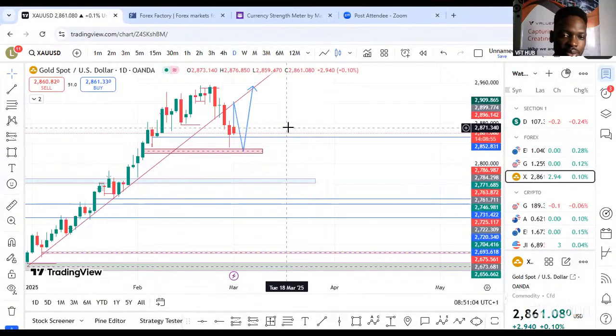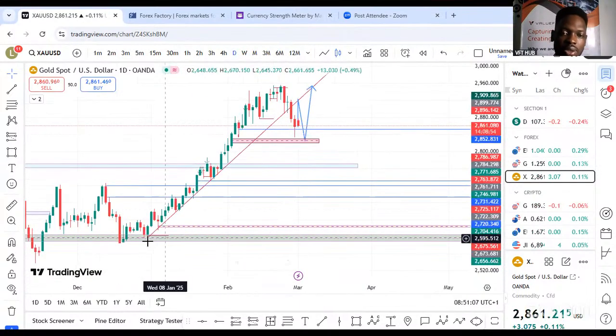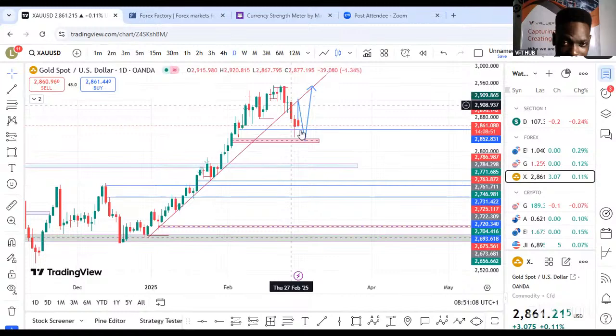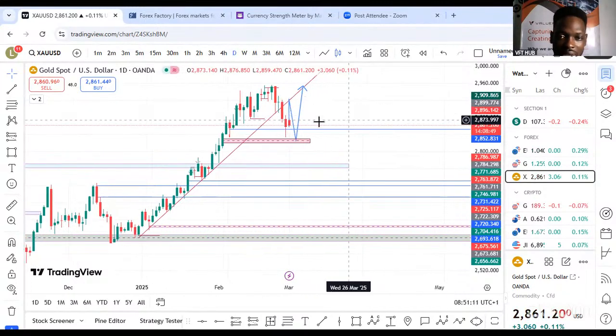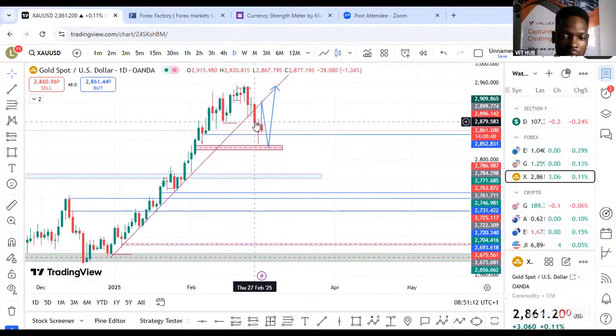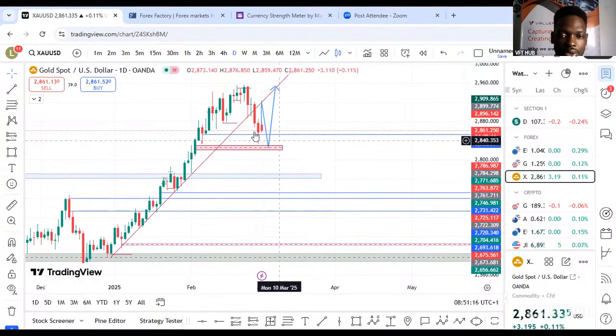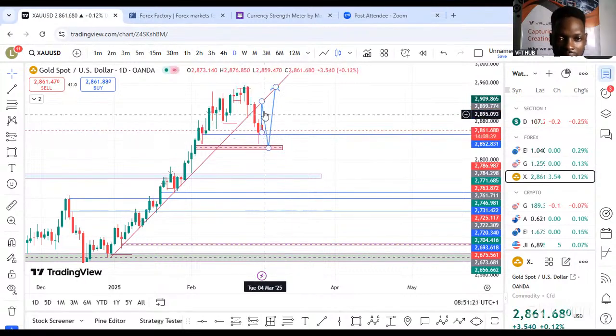Now, on the daily time frame, we've seen our bullish trend line has been broken to the downside with the body of a candle since last week Thursday. So on Friday we saw a bearish day, and today again we've seen price open bullish initially, and now we are seeing it moving all the way to the downside.